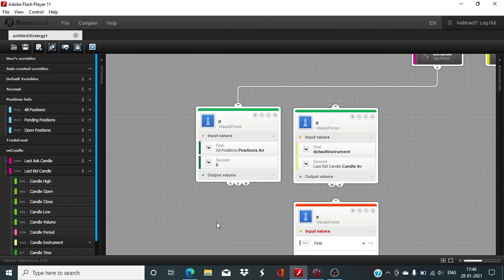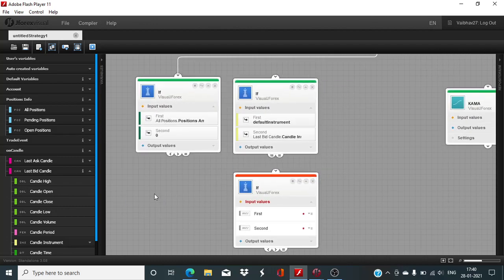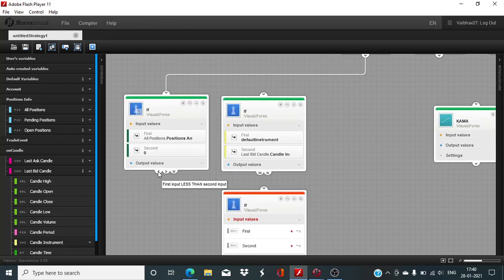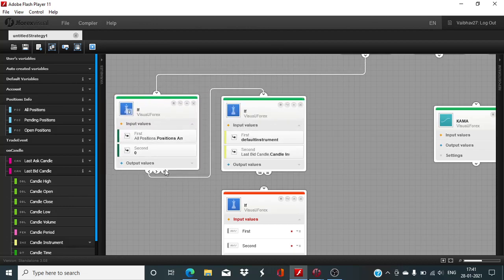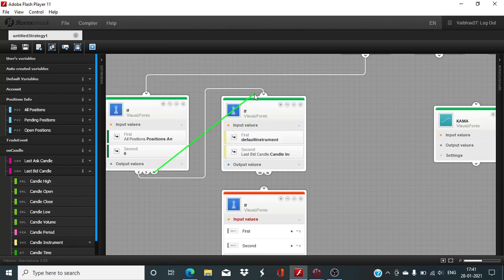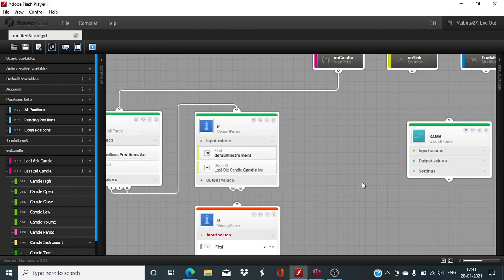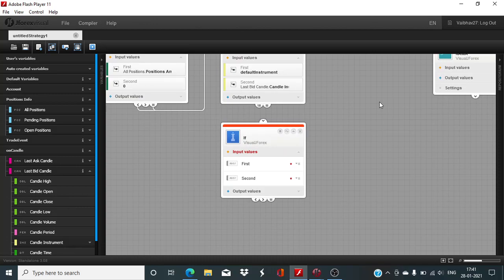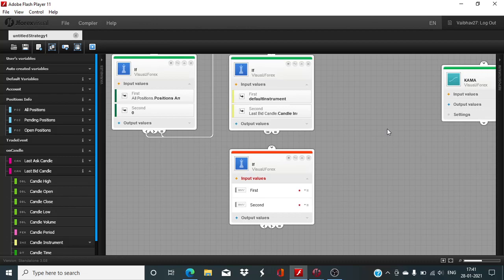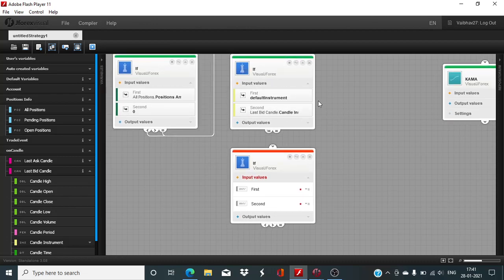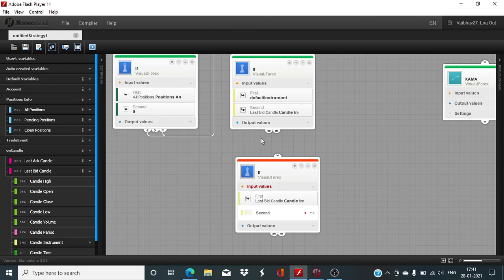Then comes the question of what to join next. Before that, we will take this, it should be less than or equal to 0. We have set this condition. All position amount is going to be less than or equal to 0. That means when there is no open position, no current position opened in the account, only then the trade will happen. Default instrument, candlestick candle instrument. Again, we need candle instrument. This should be equal.